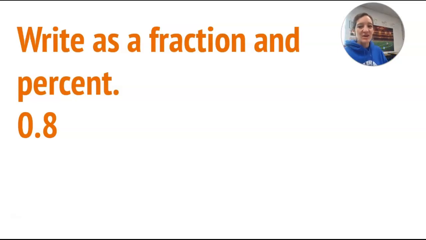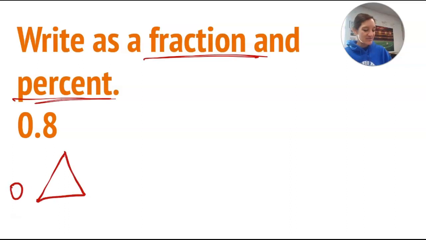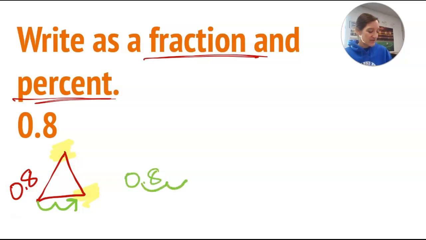Let's go on to 0 and 8/10, right? I want you to write it as a fraction and as a percent. Basically what I'm saying is here's 0.8. I want you to find the fraction of 0.8 and the percent of 0.8. So you can start with whichever way you'd like. For me, I would probably start by scooping twice to the right. Once, twice, that would make it 80%.